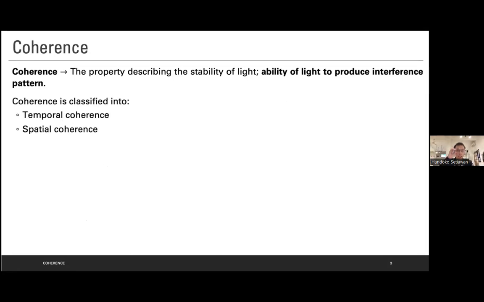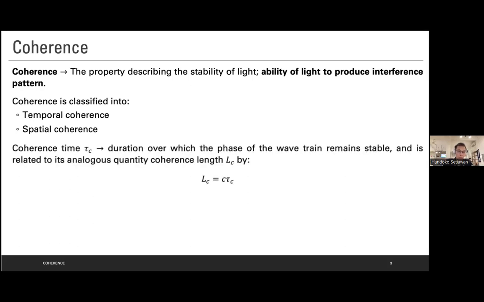And we see that coherence itself is classified into two types. Here it is the temporal coherence and spatial coherence, but in this book, for now, we will only discuss the temporal coherence. So there's an important quantity when we discuss temporal coherence, it is the coherence time, which I use the notation tau c here.